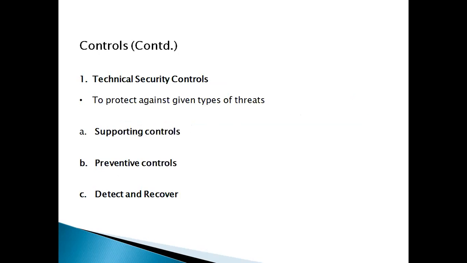First one is technical security controls. Technical security controls for risk mitigation can be configured to protect against given type of threats. Technical controls can be grouped into the given major categories according to primary purpose. First one is supporting controls. Supporting controls are generic and underlie most IT security capabilities. These controls must be in place in order to implement other controls. Next is preventive controls. Preventive controls focus on preventing security breaches from occurring in the first place. And next is detect and recover. These controls focus on detecting and recovering from a security breach.